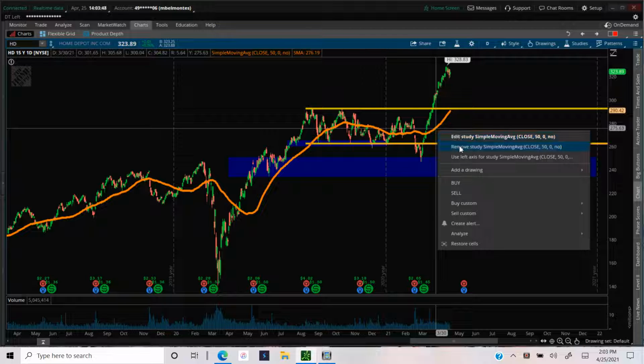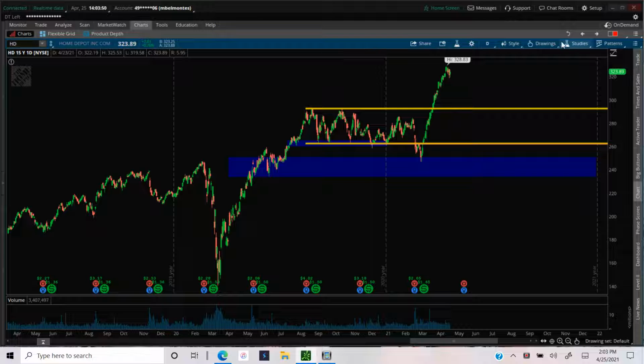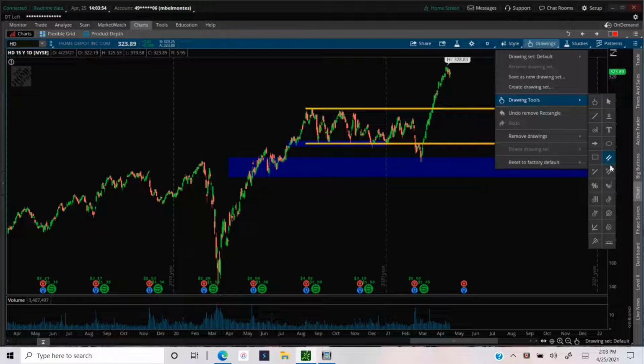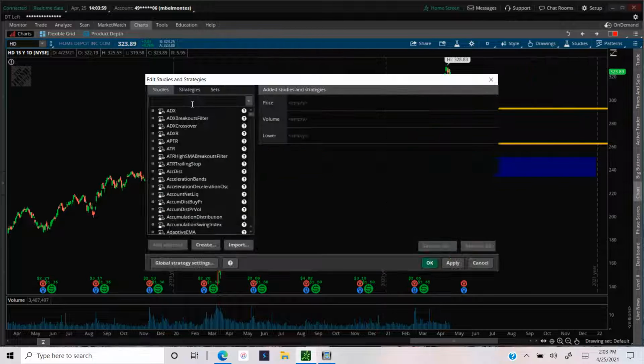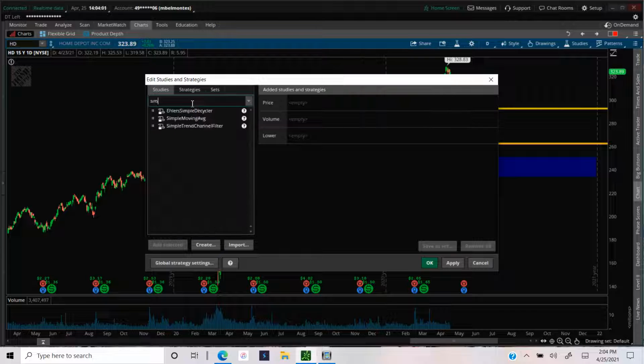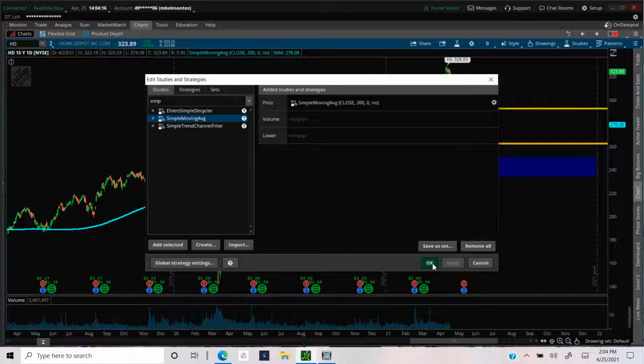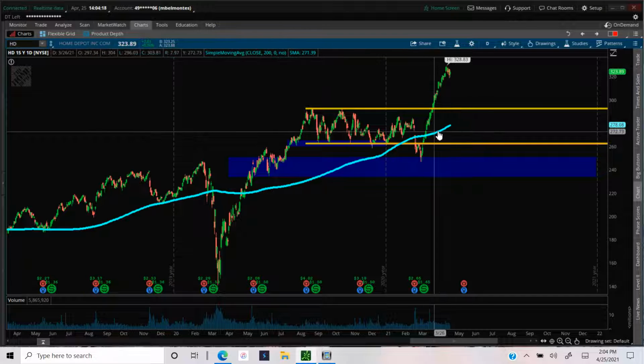You know what, I'm gonna remove it entirely, and then we're gonna add studies, simple moving average, and then we edit, and then we're going to put 200. We're going to change the color to blue. This is our 200 SMA.